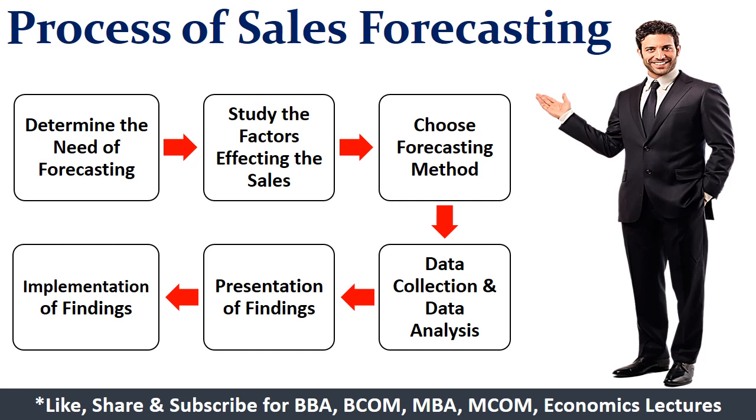Then comes the last stage, which is implementation of findings. At this final stage, the decisions are made based on the sales forecasting. The sales forecasting results are forwarded to various departments and sales territories. All the concerned departments and sales territories work in coordination to achieve the sales objective. So this was all in this sales forecasting process. It's a 6-step process.